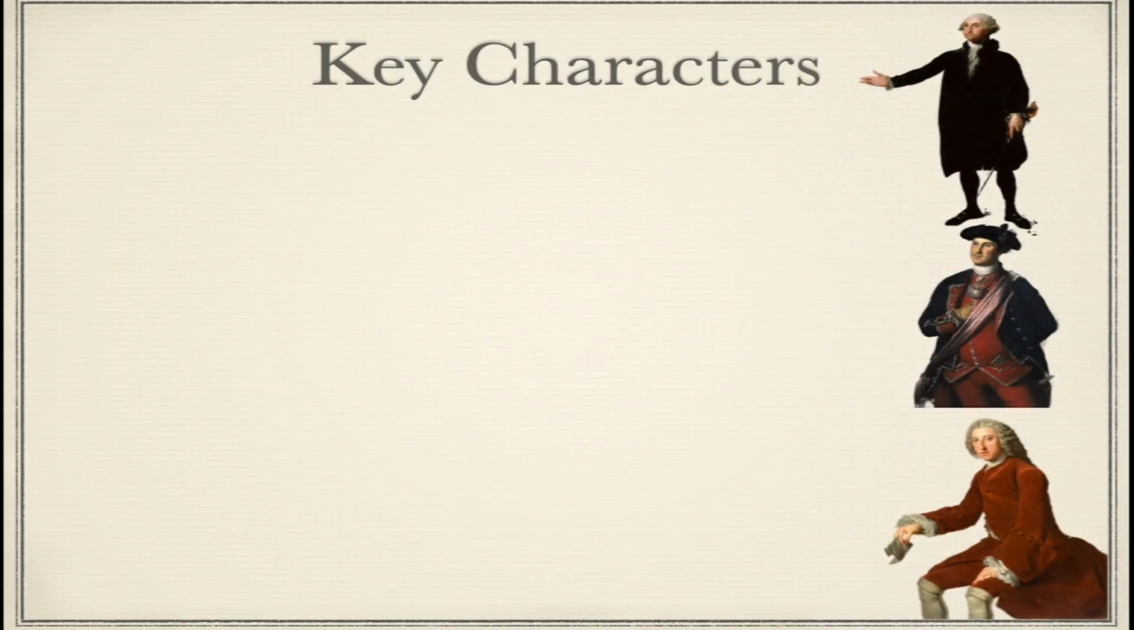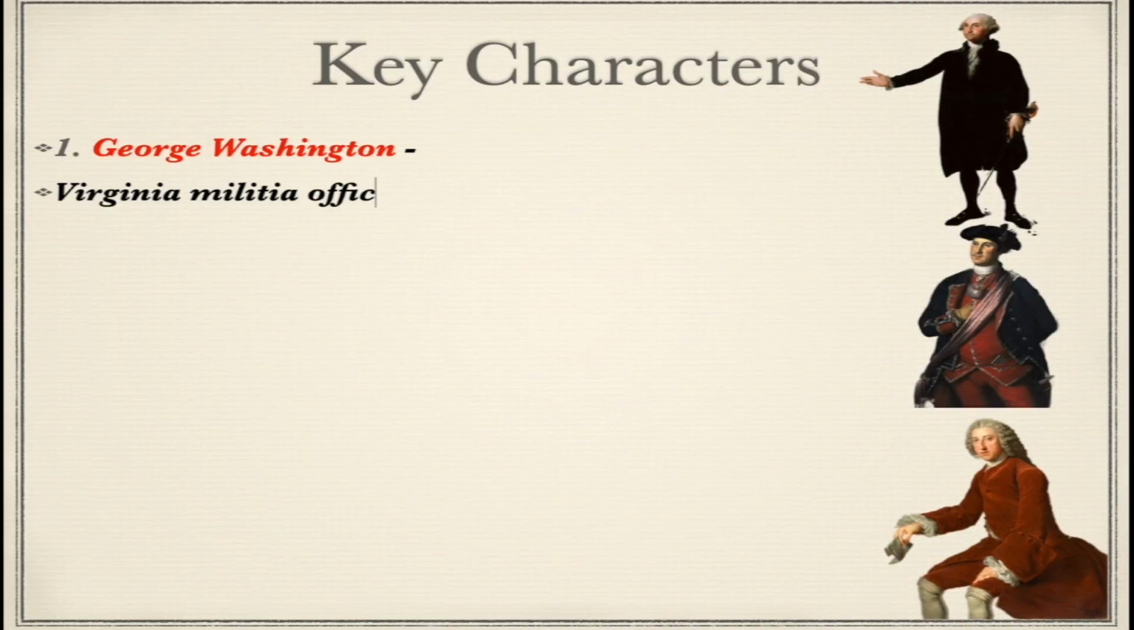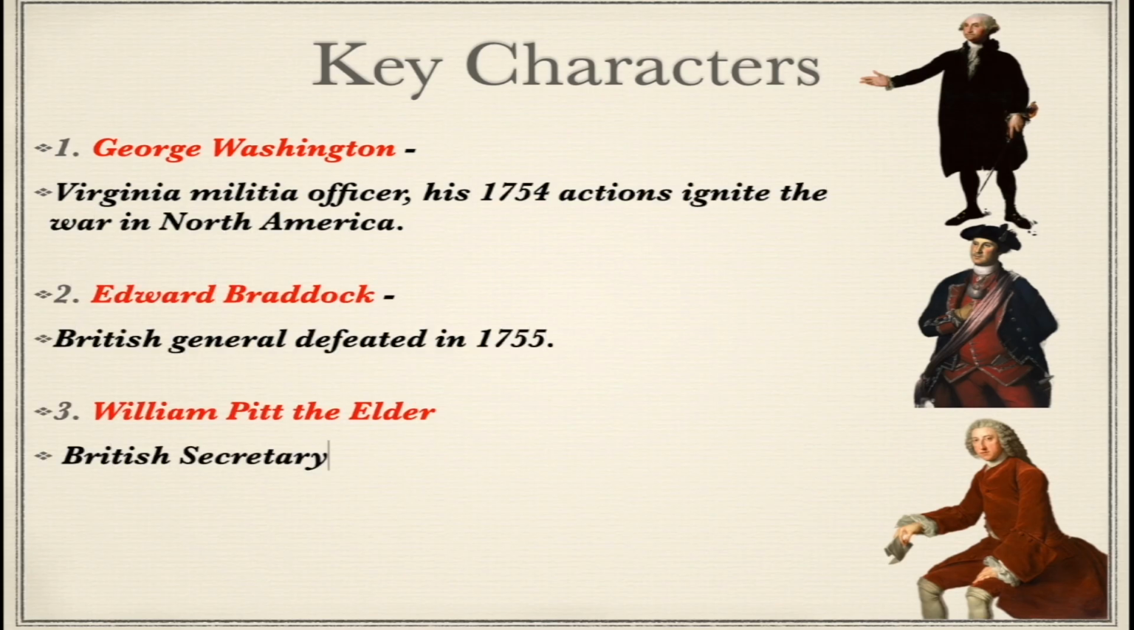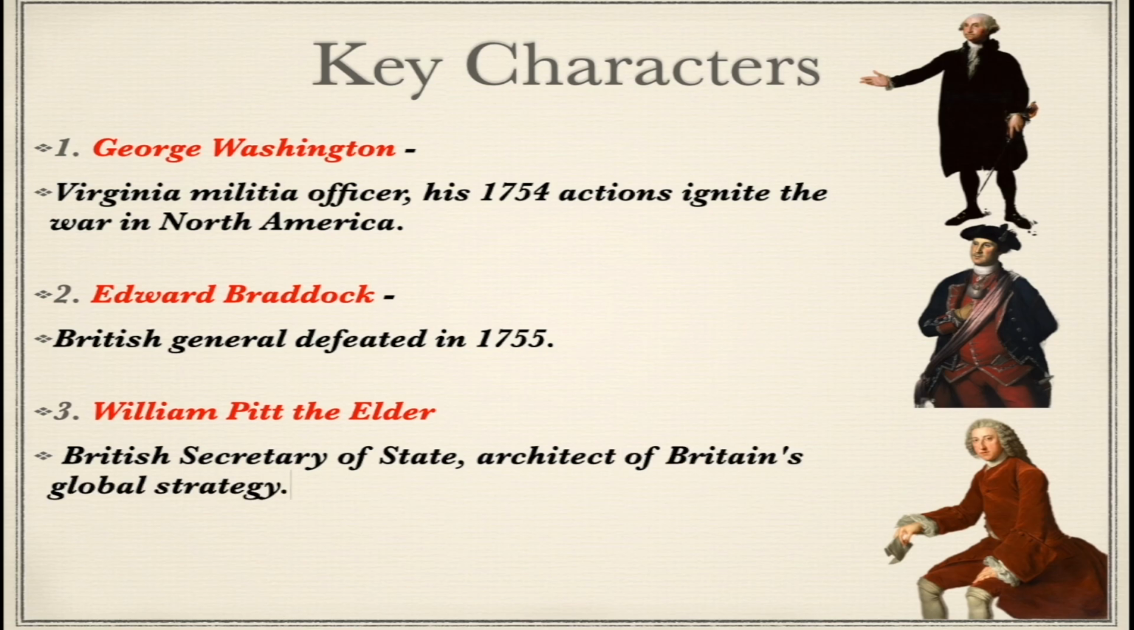Key characters. 1. George Washington, Virginia militia officer. His 1754 actions ignite the war in North America. 2. Edward Braddock, British general defeated in 1755. 3. William Pitt the Elder, British Secretary of State, architect of Britain's global strategy.